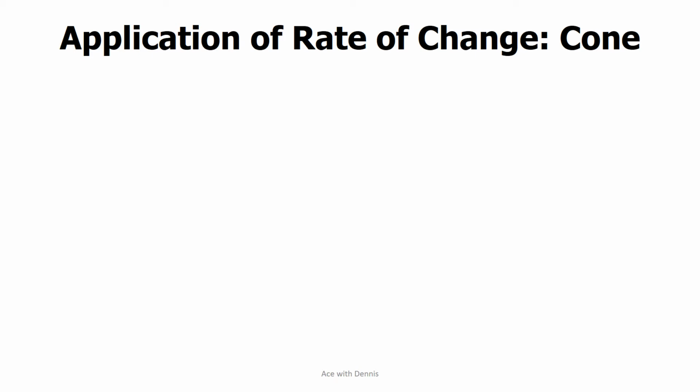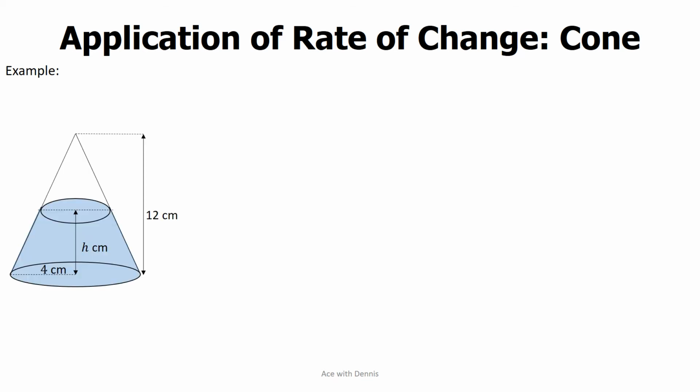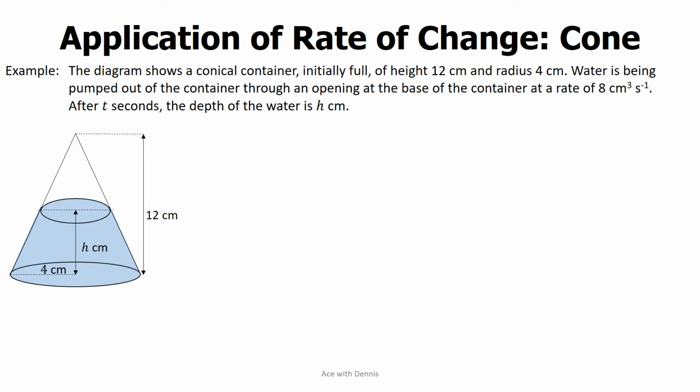Now we look at another application of rate of change in a specific shape, which is the cone. Here is the example, with the diagram given. The diagram shows a conical container initially full, of height 12 cm and radius 4 cm. Water is being pumped out of the container through an opening at the base at a rate of 8 cm3 per second. After t seconds, the depth of the water is h cm.